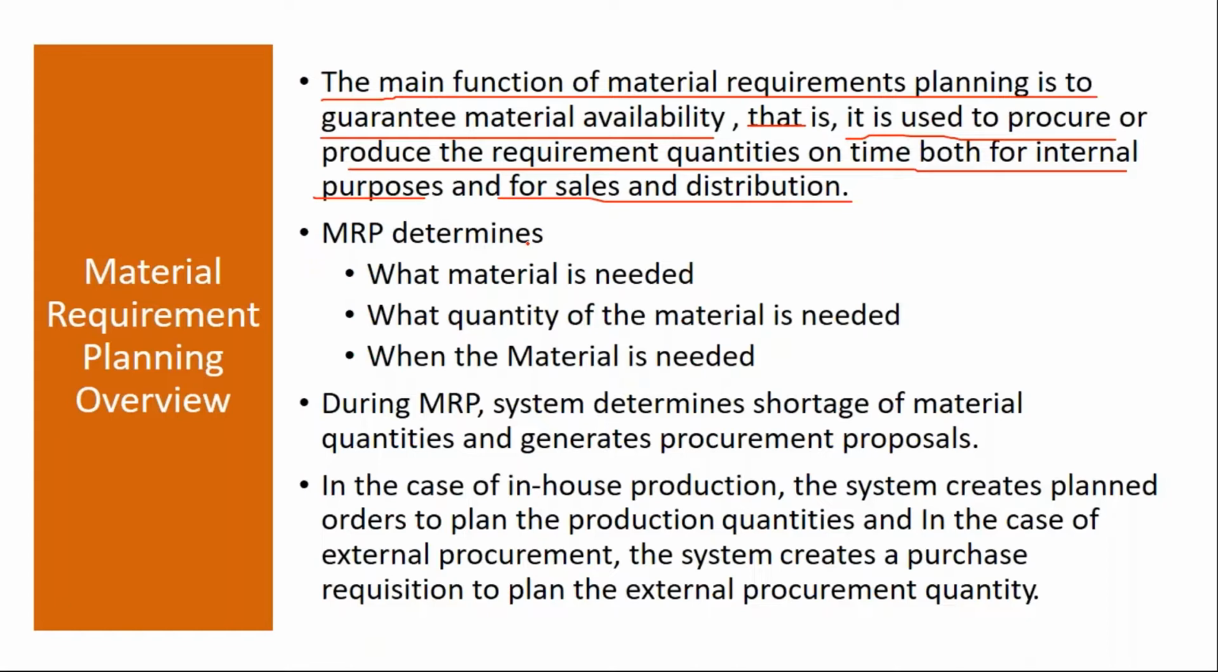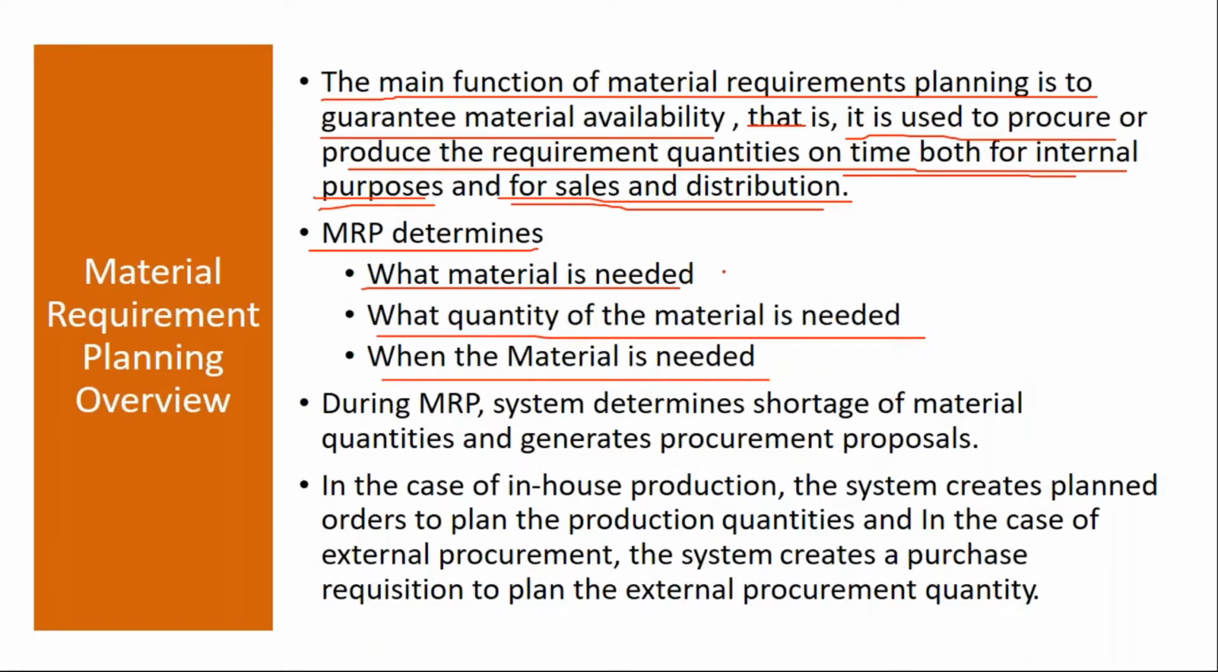So basically MRP does the planning activity to ensure that your material is available all the time, so that the materials are available for production, or available for delivering the product to the customer. That is what on time means, both for internal purposes, meaning production, and for sales. MRP determines what material is needed, what quantity of the material is needed, and when the material is needed. These three are determined by the MRP.